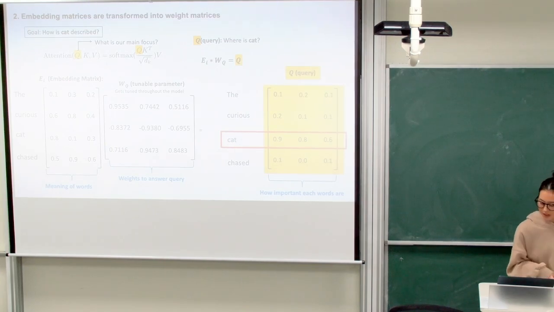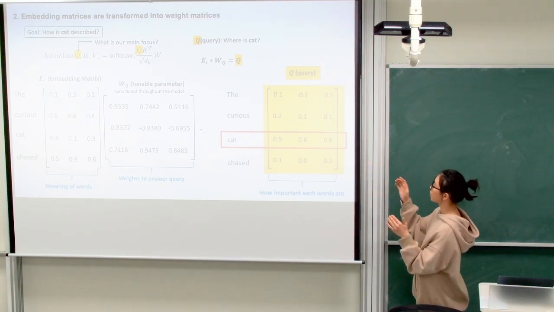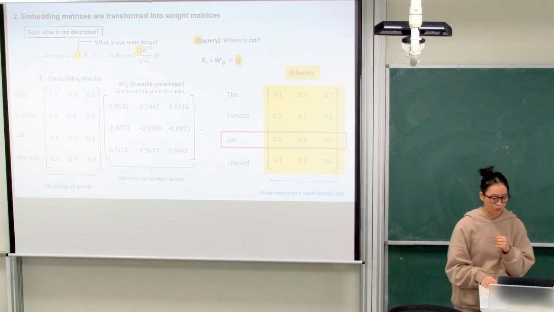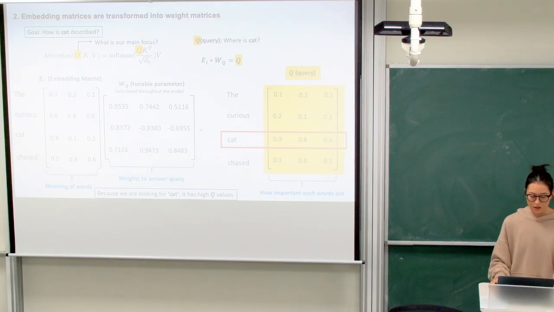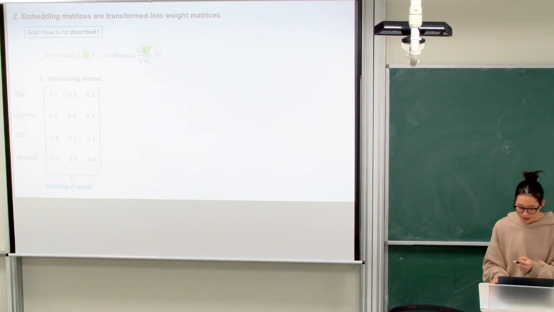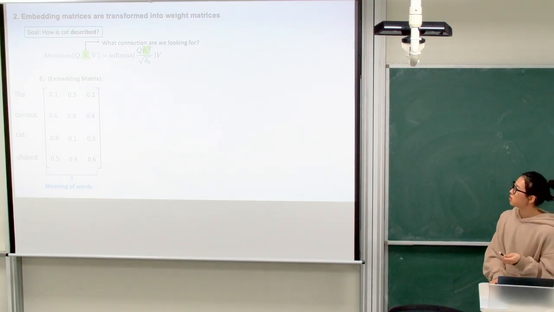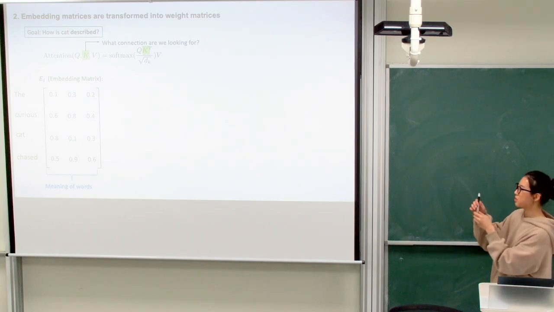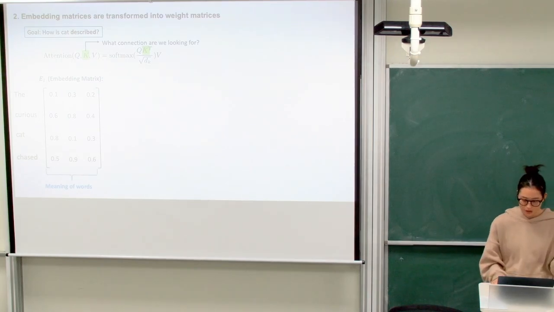Go ahead. Okay, so again, the cat values will have a high score in the query because that's what we're looking for. So we know what a query is, and now we're going to focus on what K is. Now that we know where cat is, K is asking what connection are we looking for? We have the position, but what kind of connection between words are we looking for?